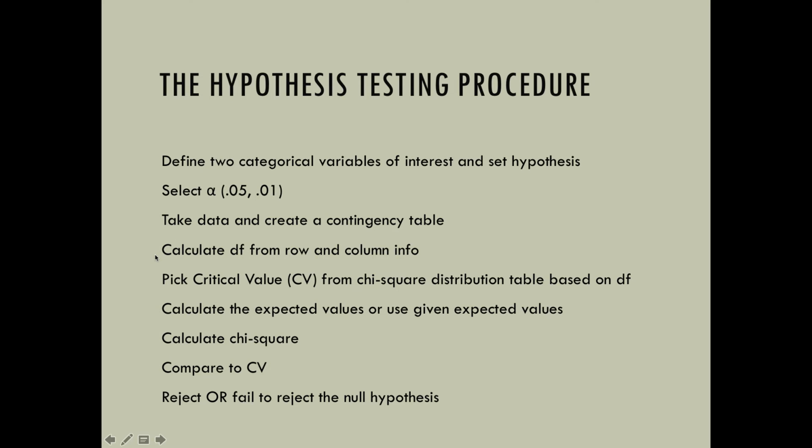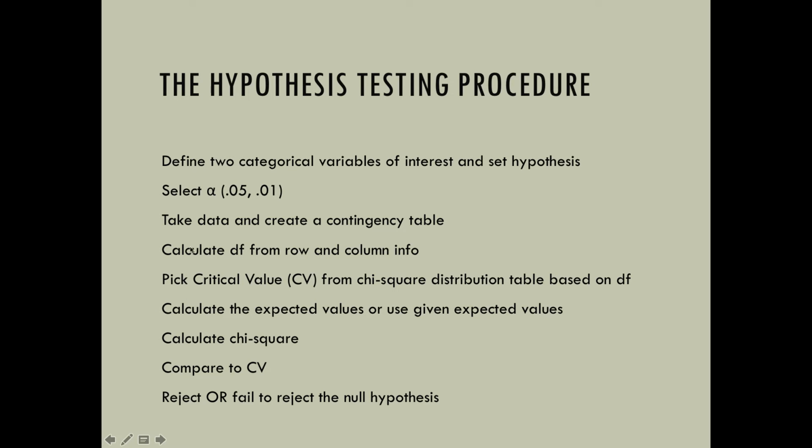Then, these are the steps that I'm not going to make you do because SPSS will do them for you, but I'm still going to walk you through it so you know what it's doing. Calculate the degrees of freedom from the row and column information. Find the critical value from the distribution table based on that degrees of freedom. Calculate the expected values, or if they're given, you can use those. Then you're going to calculate the chi-square and compare it to that critical value you picked up here.